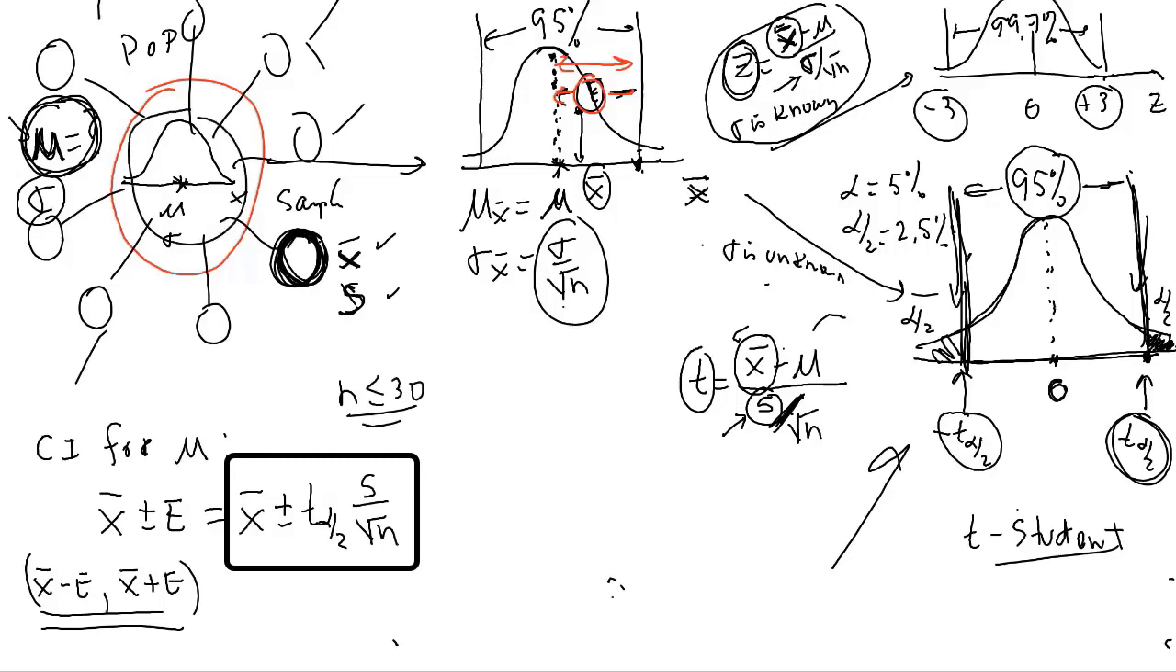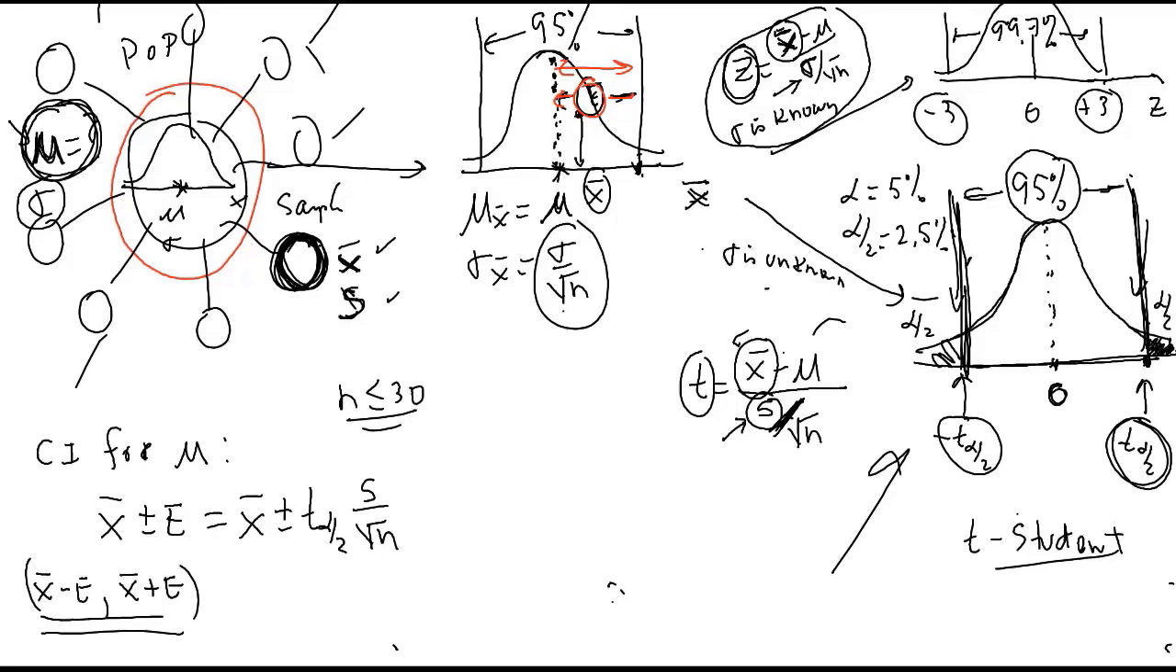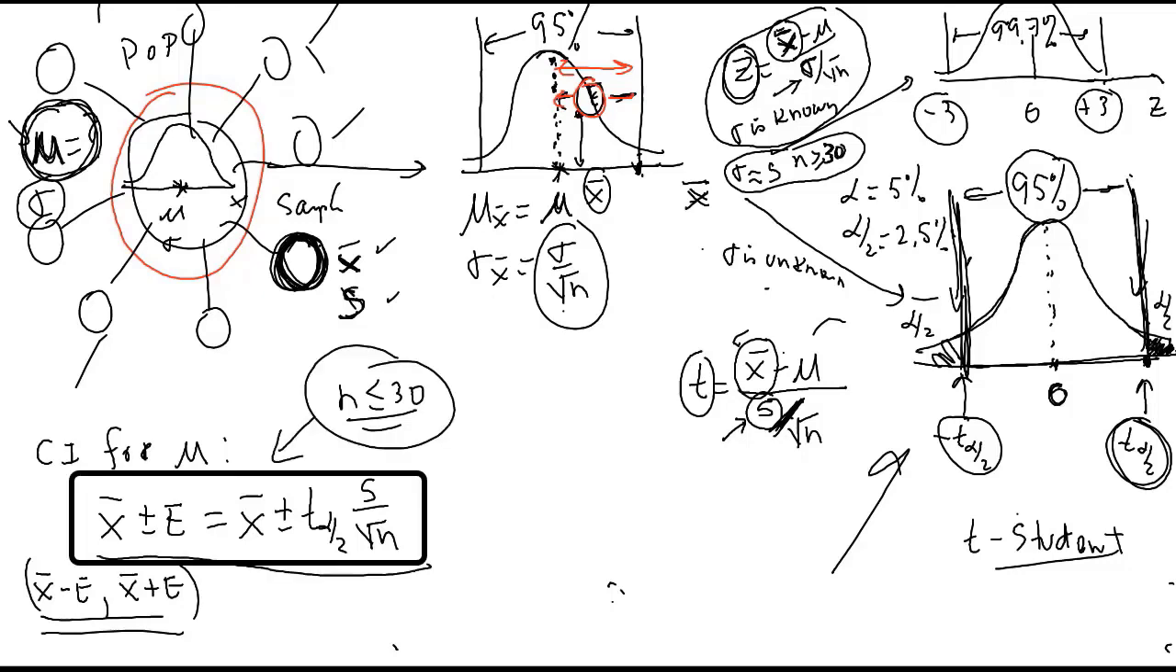When my sample size is bigger than 30, remember we are going to use Z, the normal distribution, because we can approach sigma with my sample standard deviation. That is when n is greater than 30. But when n is smaller than 30, we need this condition. My population should be normal, and we are going to use the t-distribution. And we have to use this formula to obtain my confidence interval.